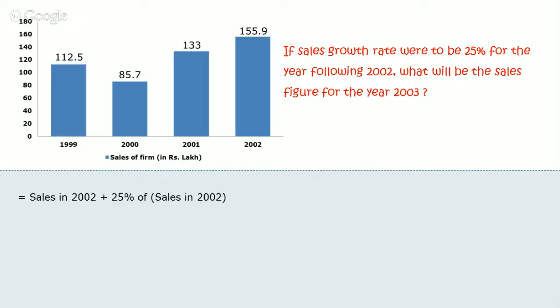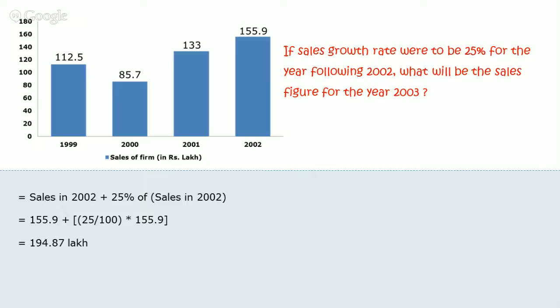So this will be nothing but sales in the year 2002, which is 155.9 lakh, plus 25% of the sales in 2002. This will be equal to 155.9 plus 25 by 100 into 155.9. And this way we arrive at the projected sales figure for the year 2003, which is 194.87 lakh. So with an expected increase rate of 25%, the sales for this firm in the year 2003 will be equal to 194.87 lakh.